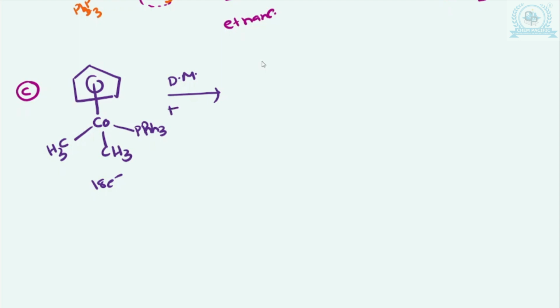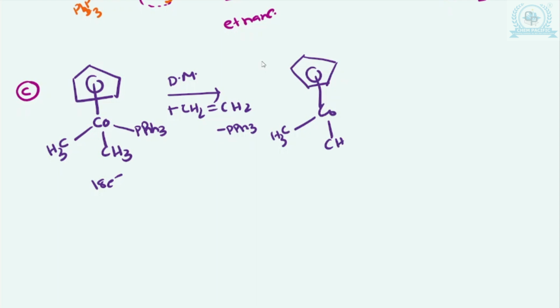and with this they are adding this, so you will be getting, they are adding CH2 double bond CH2, and you will be getting this product, and this PPh3 will come out and resulting in the formation of the dissociative mechanism and ligand exchange. सो वहाँ पे जस्ट CD3 था, यहाँ पे CH3 है, यही डिफरेंस है.